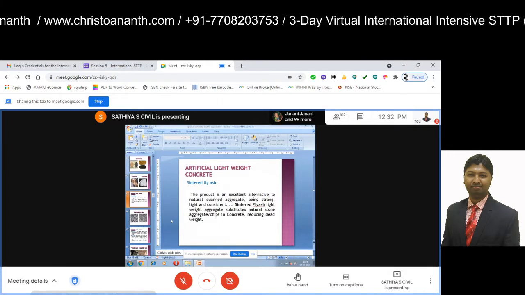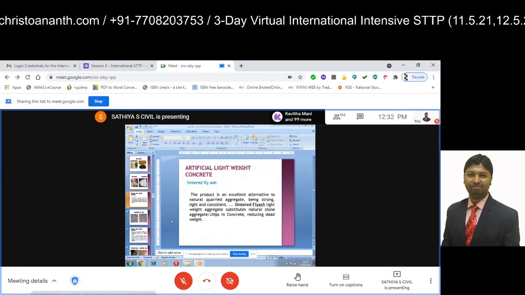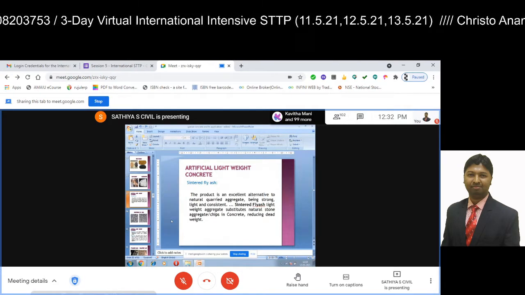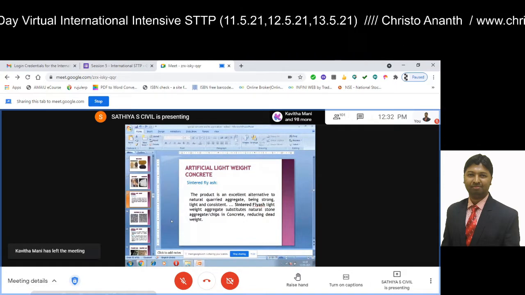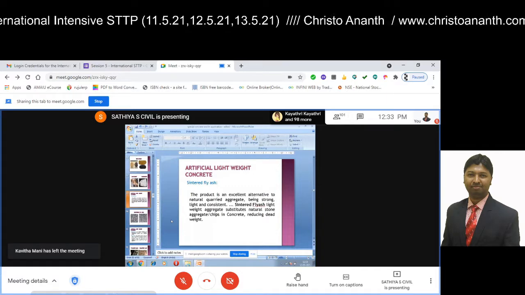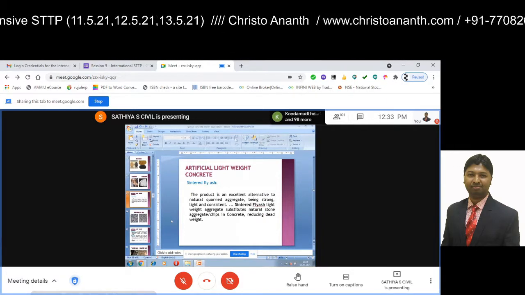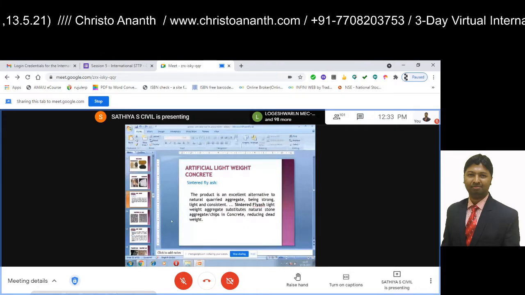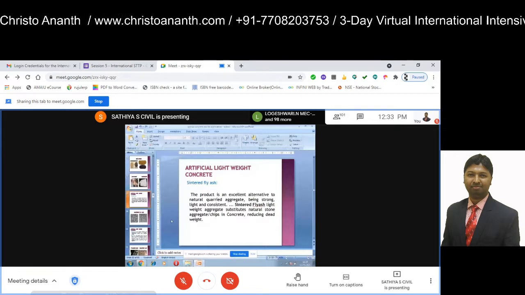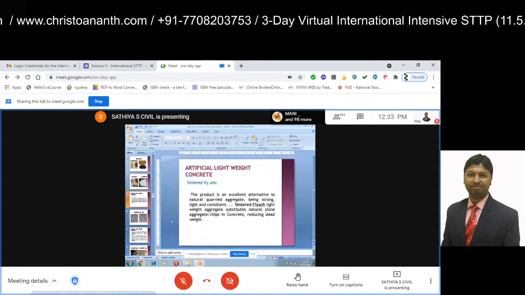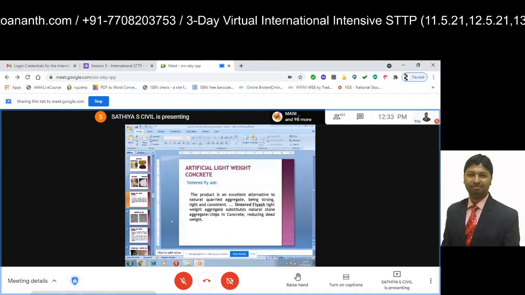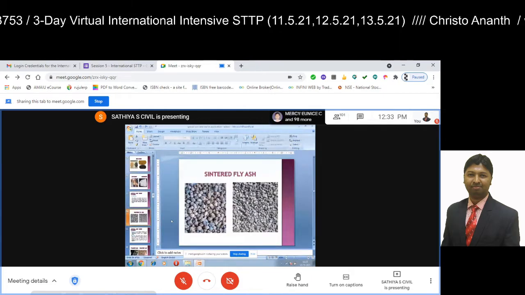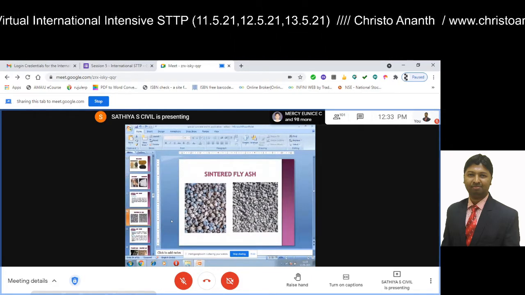Then artificial lightweight aggregate, sintered fly ash. The example for artificial aggregate number 1 is sintered fly ash. The product is an excellent alternative to natural quarried aggregate. It is strong, light, and consistent. Sintered fly ash lightweight aggregate substitutes the natural aggregate. So we can use sintered fly ash as a substitute for natural aggregates or chips in concrete, thus reducing the dead weight. So it comes under the category of lightweight concrete. This is the image for sintered fly ash.